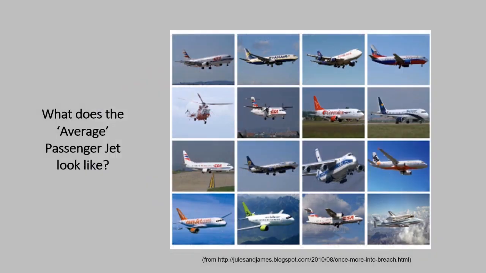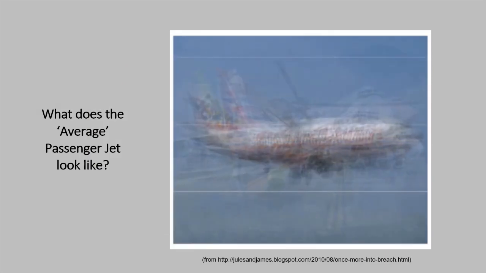To examine the concept of average, which was used in the climate models in the previous graph, what would an average passenger jet look like? So as you can see in this particular depiction, it's a nonsensical image having no meaning.